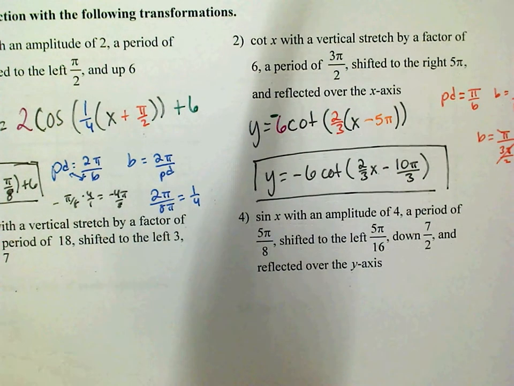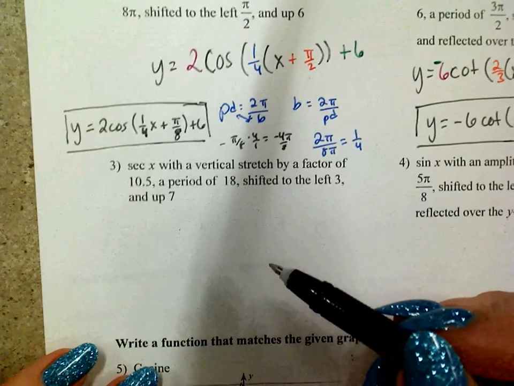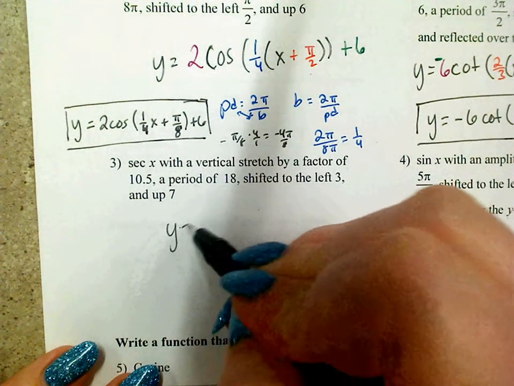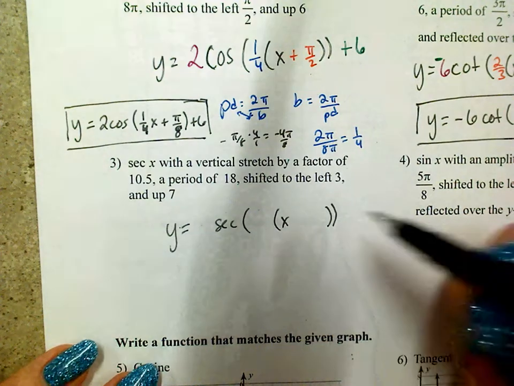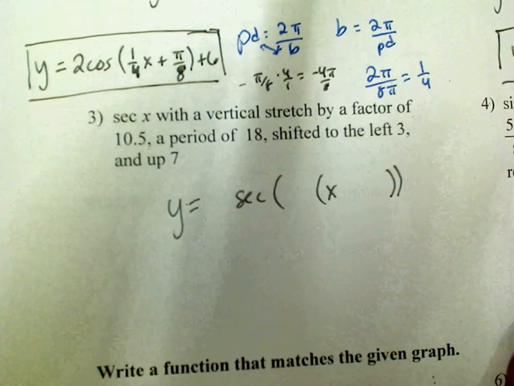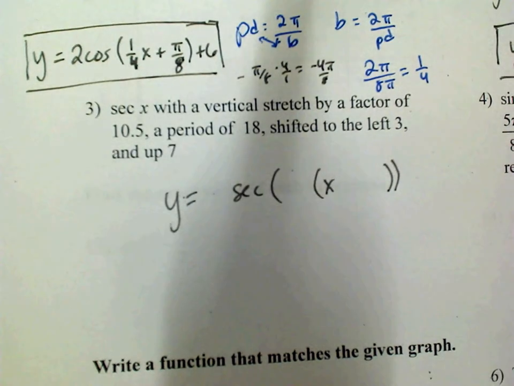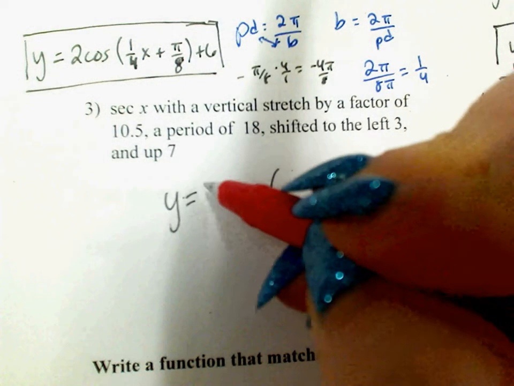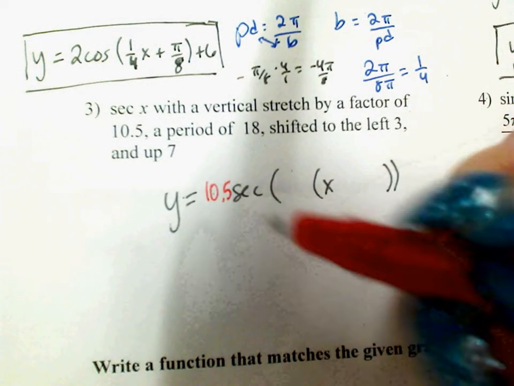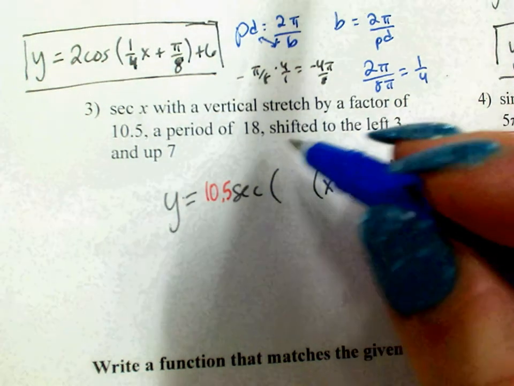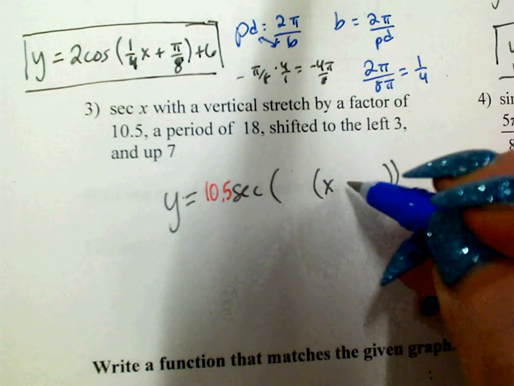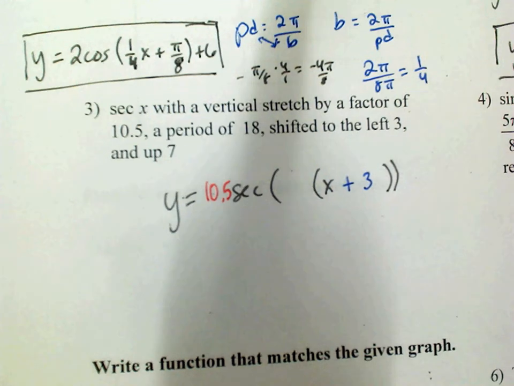Number 3, I've got a secant wave. So y equals secant x something. I've got a vertical stretch by a factor of 10.5, so I'm going to put a 10.5 out front. A period of 18, I'll come back to that. Shifted to the left 3, so that means plus 3 and up 7. So up 7. And then let's figure out that period.